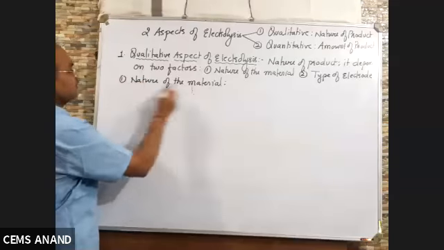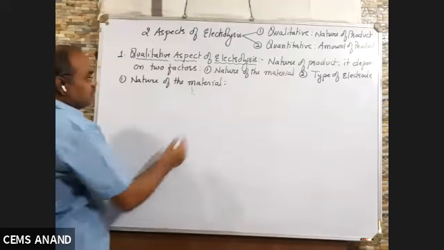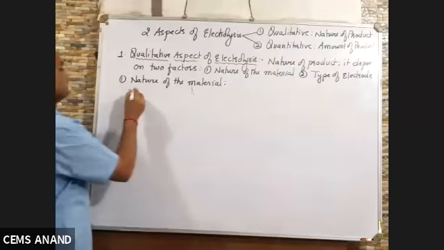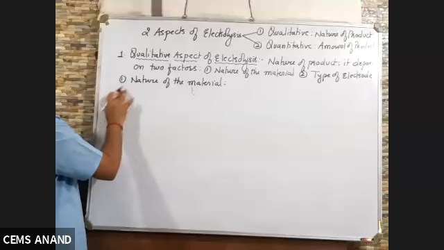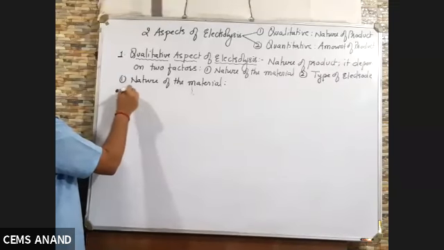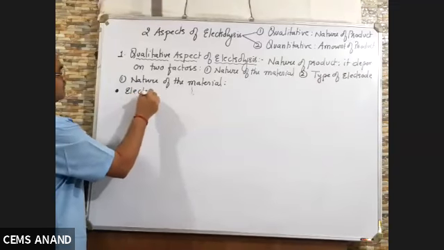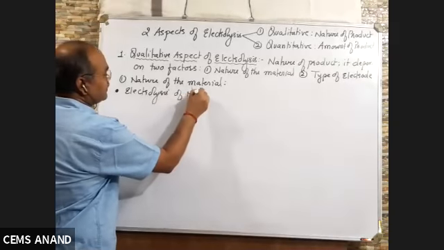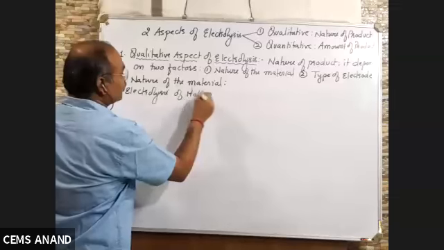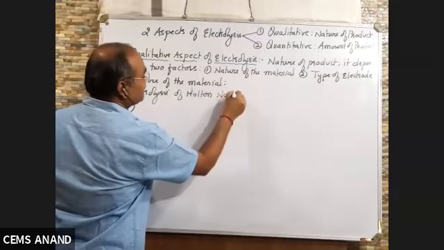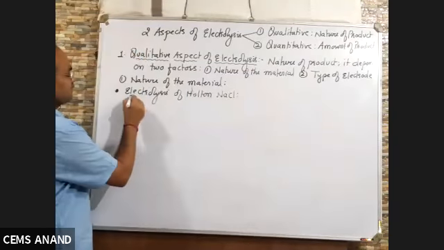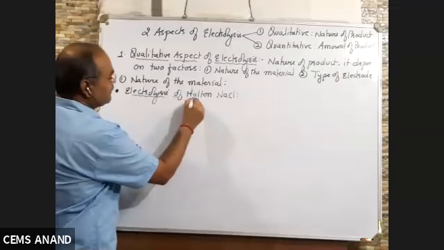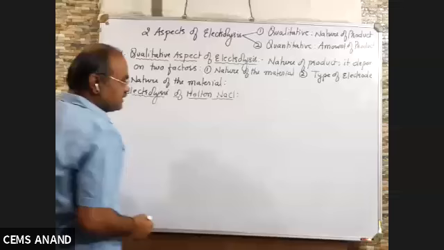Let us see what type of material we are going to use. When you carry out electrolysis, the first point in this is electrolysis of molten NaCl. Let us see what happens when we carry out electrolysis of molten NaCl.